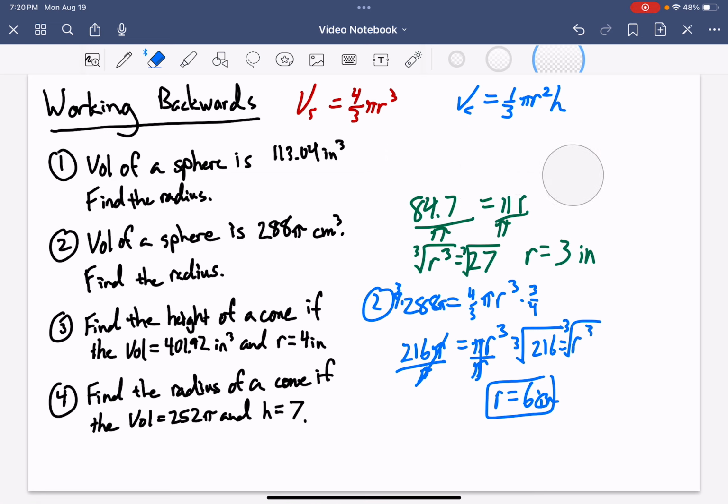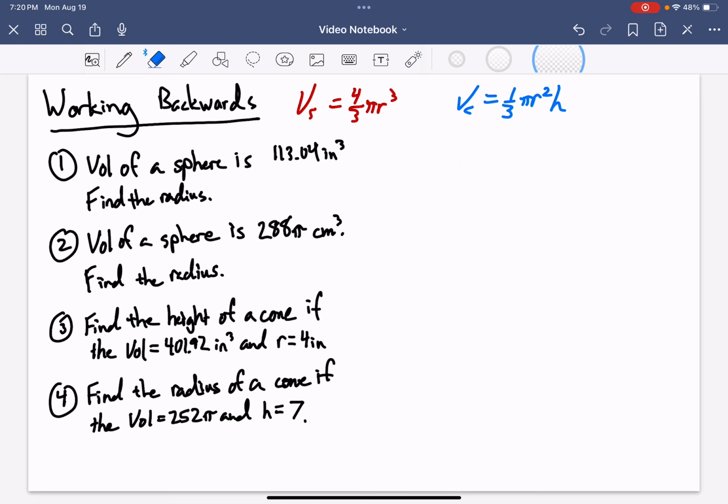Give me 1 second here. Let me clean that up. And then we can take a look at how we would do the cone problems. Now, cone problems, we have to be careful. We have two variables. Keep in mind, we have the R and we have the H. So we're going to do the same thing where we plug in the volume, plug in the information we have, and try to solve what we don't have.